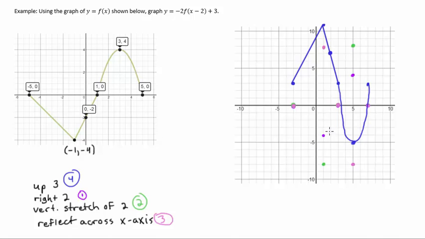Okay, so that is after a shift right of 2, vertical stretch of 2, reflect across the x-axis, and up 3. The order is important here, and I would just say that when you're doing it, if you're in doubt, start from what's inside and work your way out.